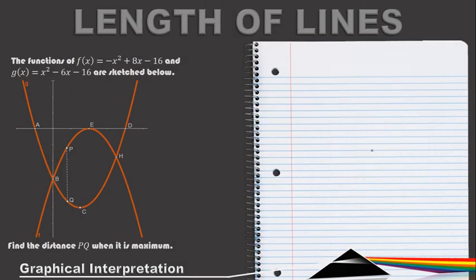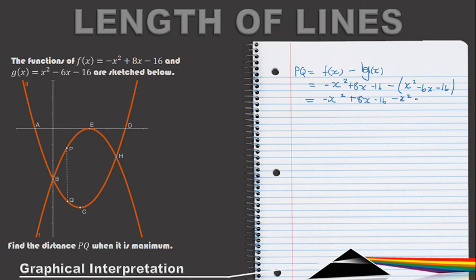Okay, now for these two functions, find the distance PQ when it is maximum. So PQ when it is maximum, once again, we just want to find PQ in terms of x. So that means to find PQ in terms of x, we need to take the top graph minus the bottom graph. So that's going to be f(x) minus h, or g(x). So to substitute in that, we've got negative x squared plus 8x minus 16, subtracted the x squared minus 6x minus 16. Then we have all of this again.